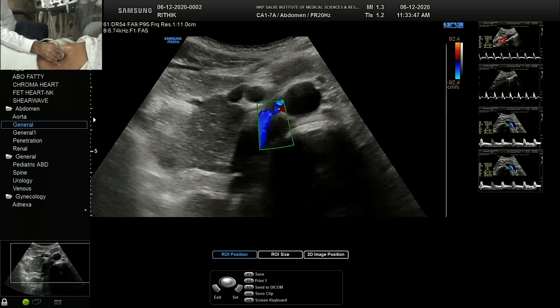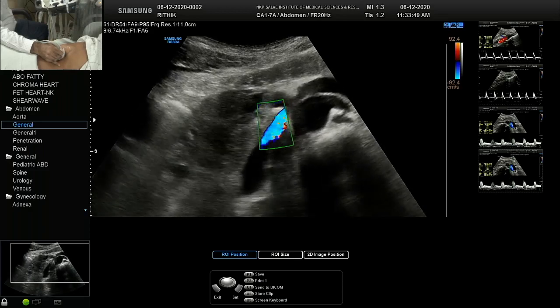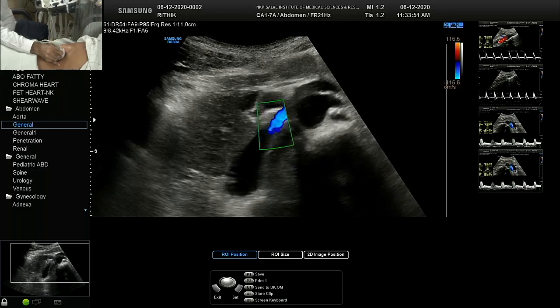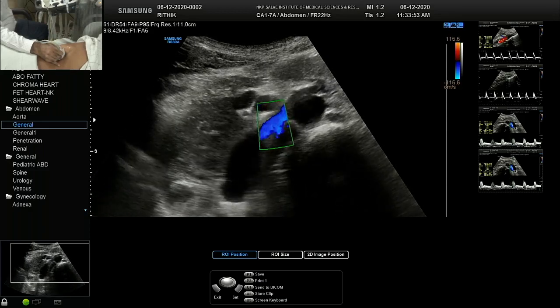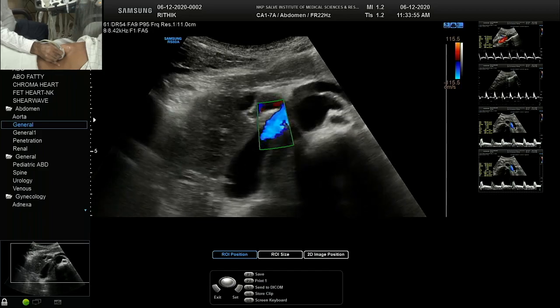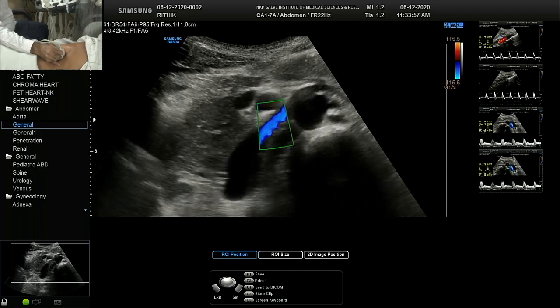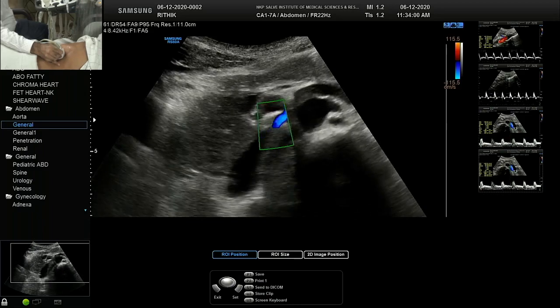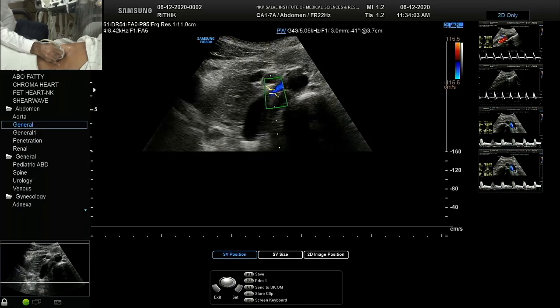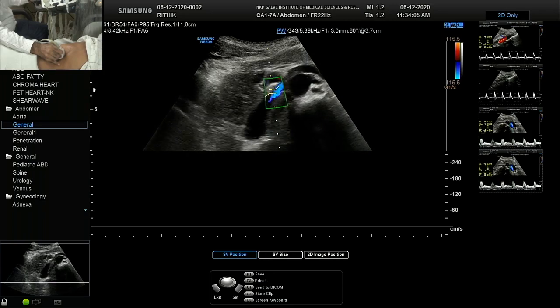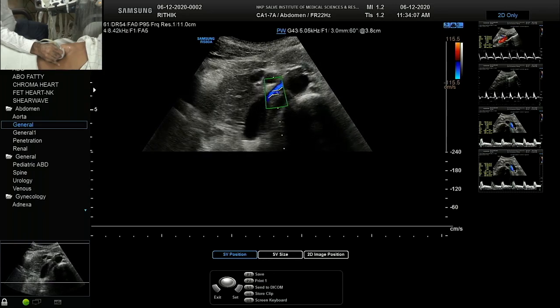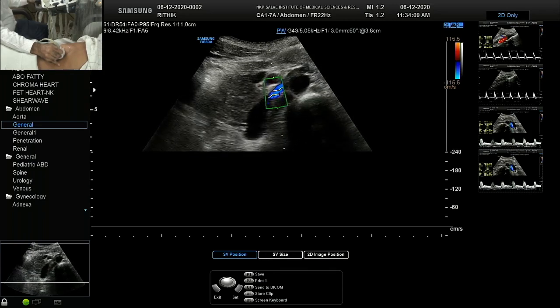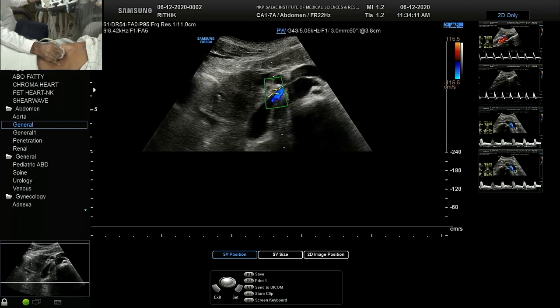This is the vein and this is the artery. See that aliasing has reduced. I will reduce the gain a little bit so that the vessel is completely nicely filled. So you practice on similar cases so that you master the technique. Once you master the technique, then you can take up the faster ones.